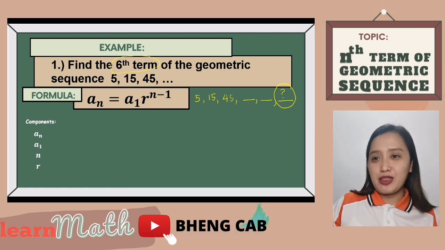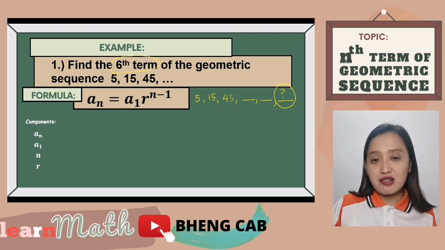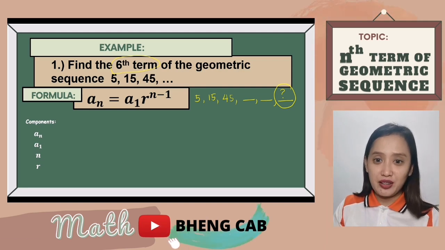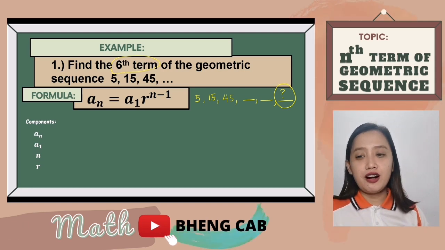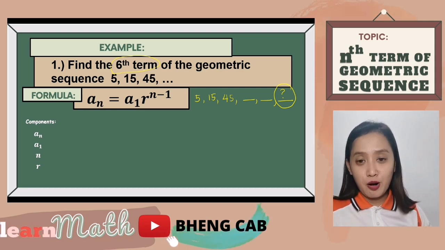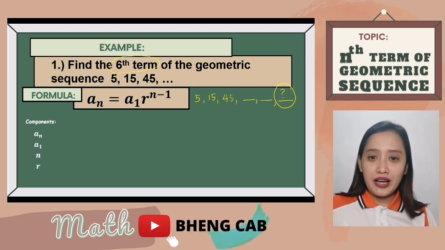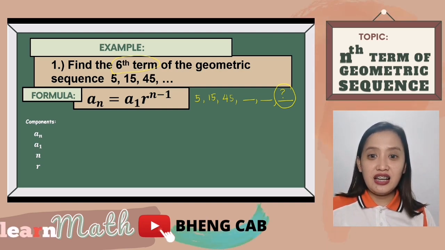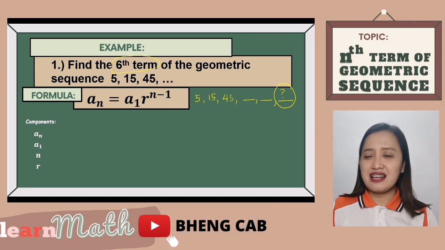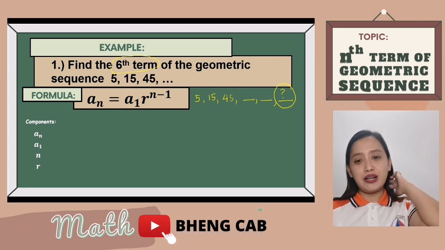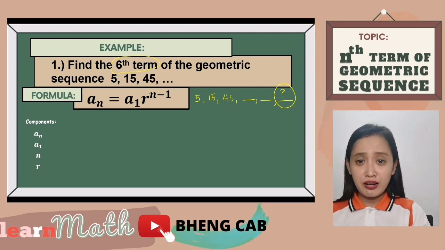Yung components dito is, we have to look for the a sub n, a sub 1 for the first term, tapos yung n, yung number of term. Yung r naman is our common ratio. Okay, so remember, in these 4 components, hindi lahat yan ay may value na agad. Kasi nga, kung may value na yan lahat, wala nang purpose ng paghahanap pa. Okay? Wala nang purpose yung gagawin natin. Kasi meron naman pala lahat eh.